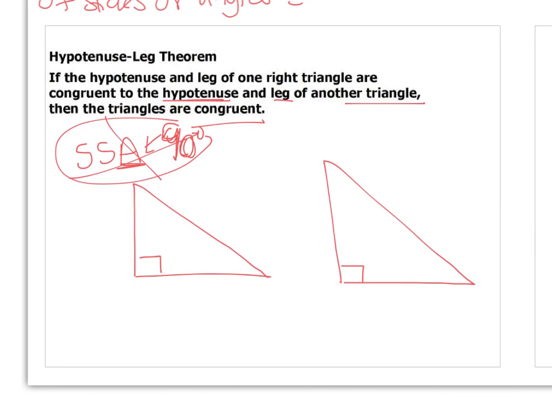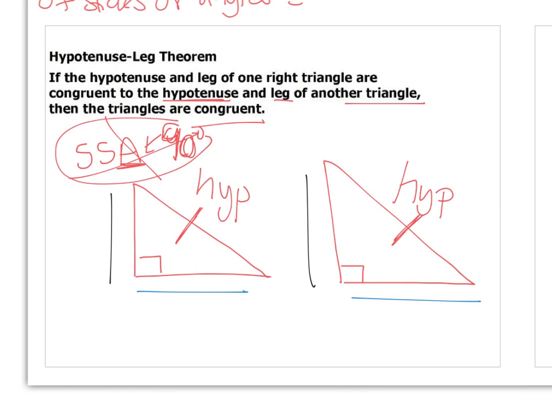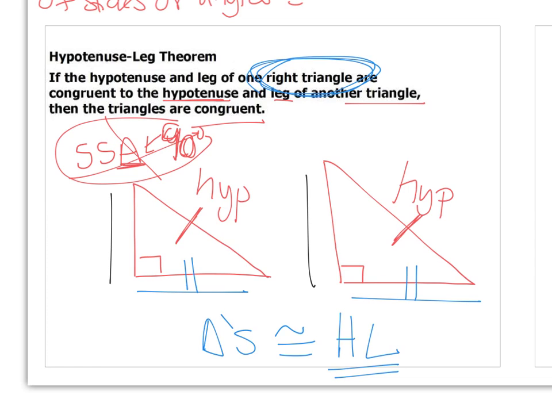In order for the triangles to be congruent, the hypotenuses would have to be congruent. So take a look, this is my hypotenuse. And then either leg has to be congruent. It could be this leg or this leg. It doesn't matter which one. For this case, I'm just going to mark this angle. So I know that these triangles are congruent because of HL, hypotenuse leg. Remember, this only works in right triangles. Right triangles, right triangles, right triangles.